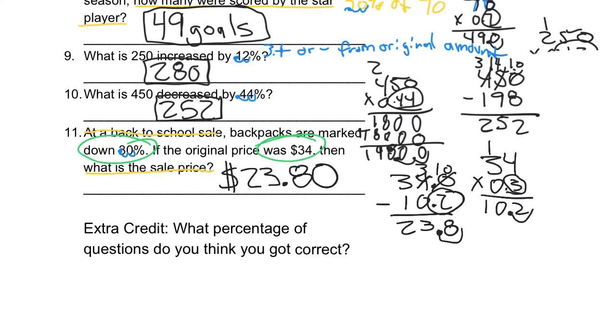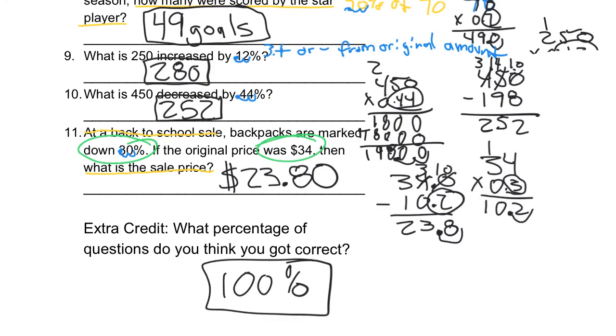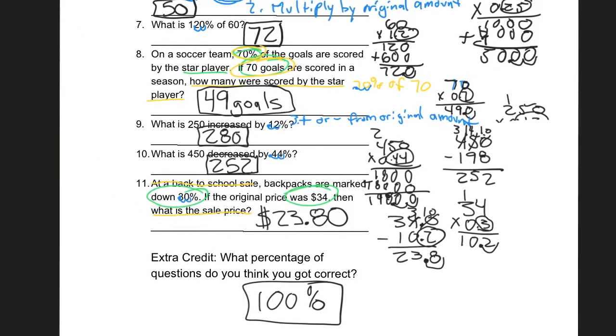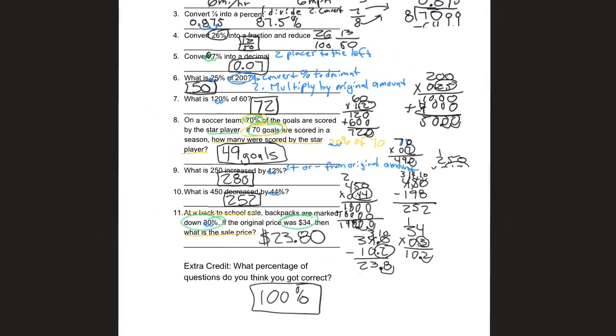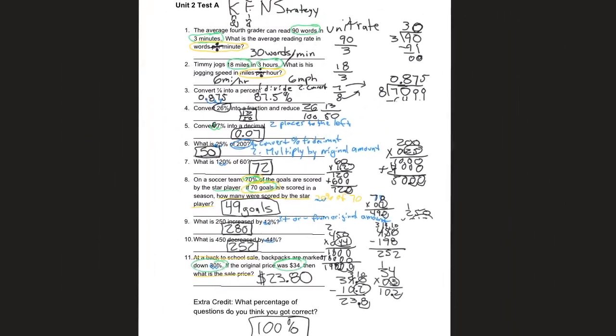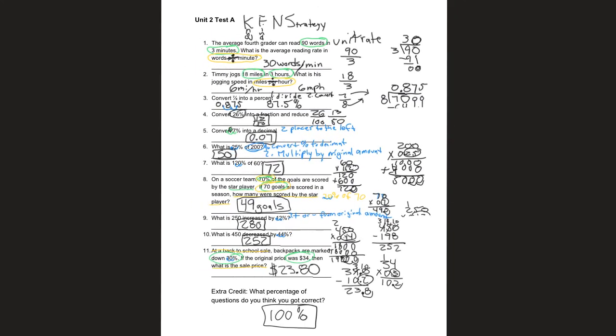All right, last one, extra credit. What percentage of questions do you think you got correct? I would have accepted any percentage. All right, so if you thought you got 100%, which I do at this point, that's what I'm going to write, 100%. Okay? And that is the final paper. Here, let me zoom all the way back out so you can see all of it. All right. And then you can use that on the test. Best of luck.